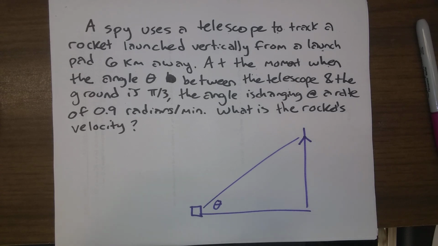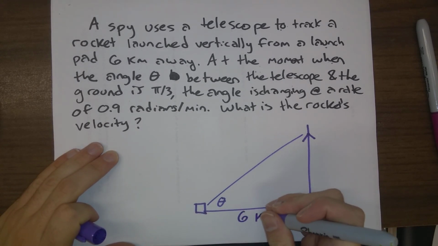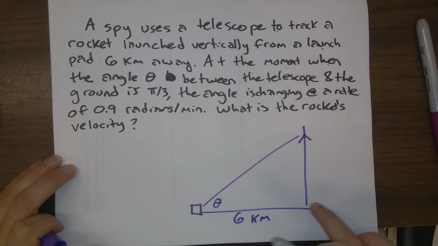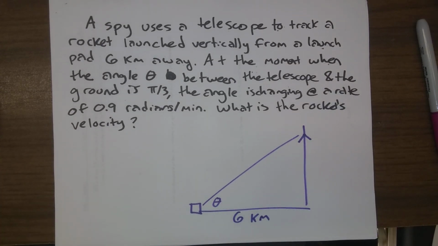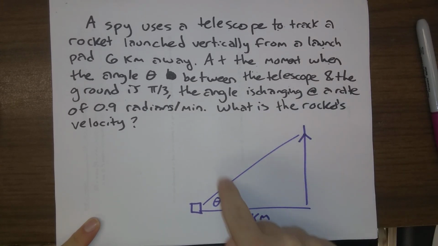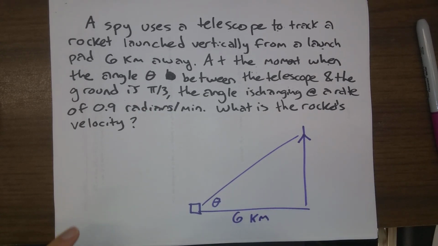So what's going on? Let's read this through. The rocket is being launched vertically upwards. The launch pad starts 6 kilometers away. The rocket is going up. The angle between the line of the telescope and the line of the ground is pi over 3. The angle is changing at a rate of 0.9 radians per minute. So the question is, at that point in time, what is the rocket's velocity?